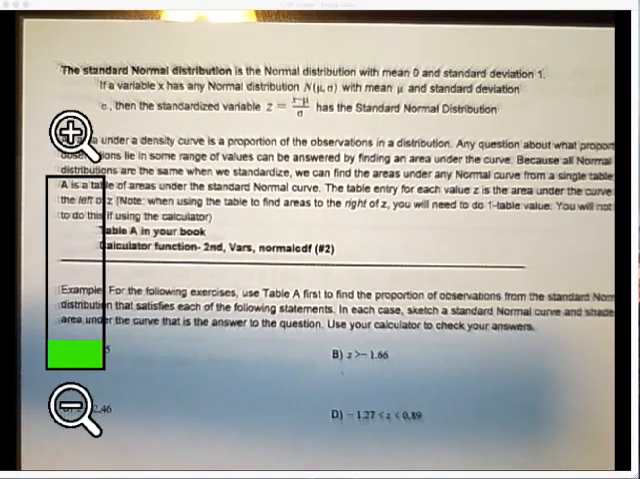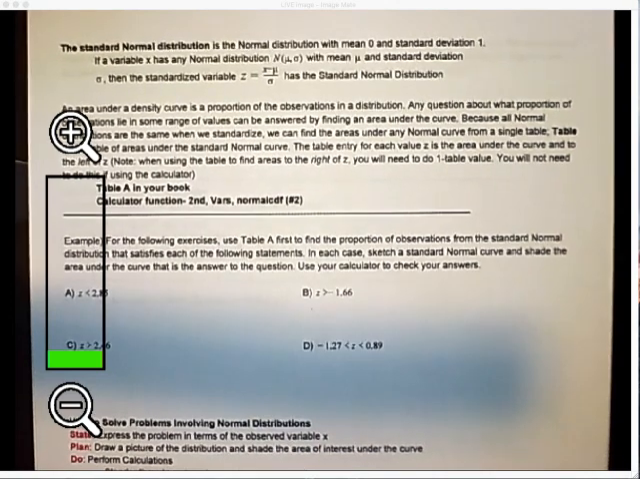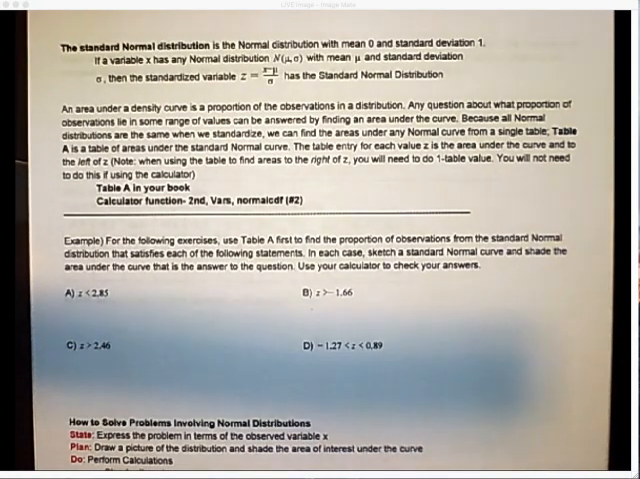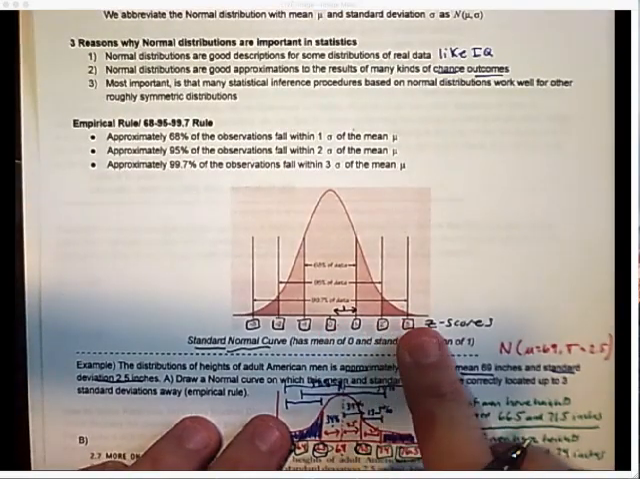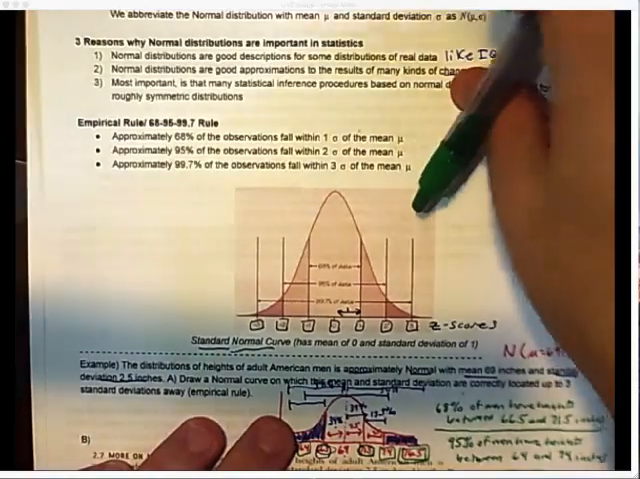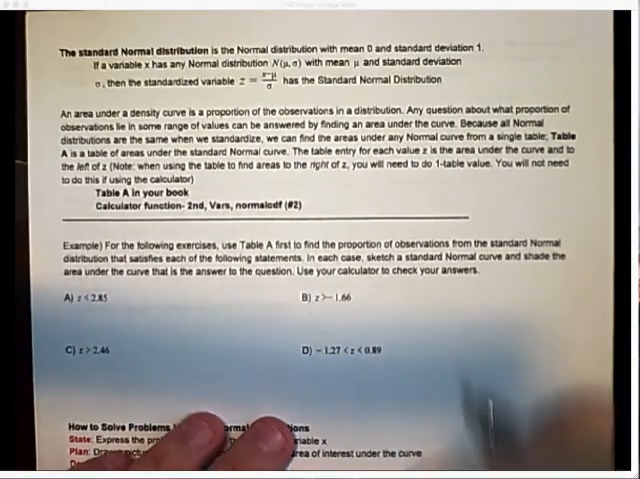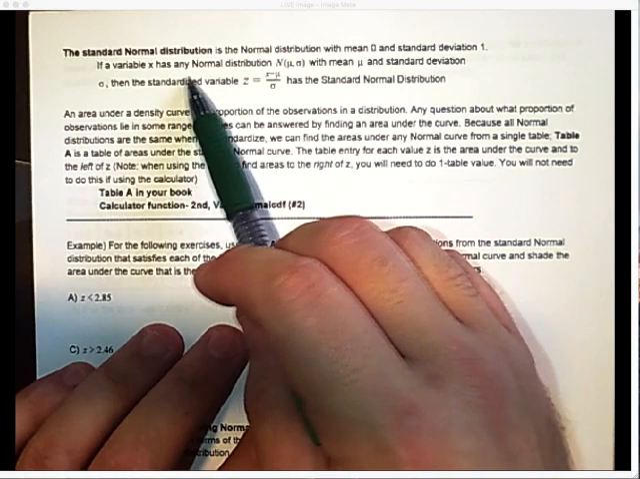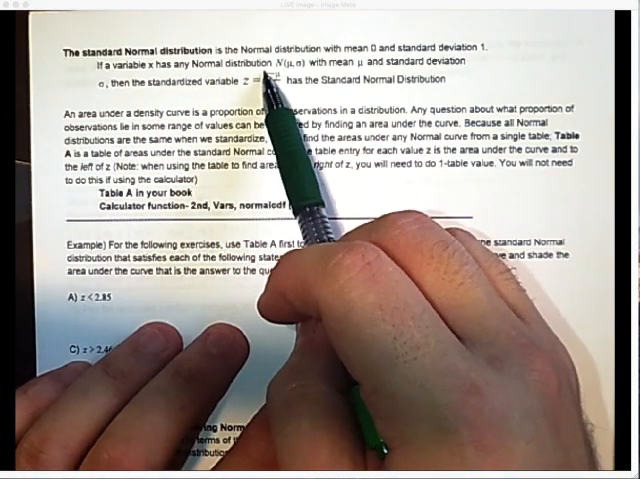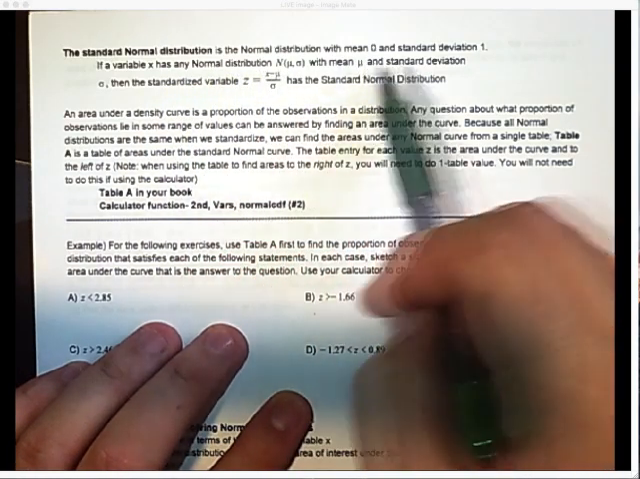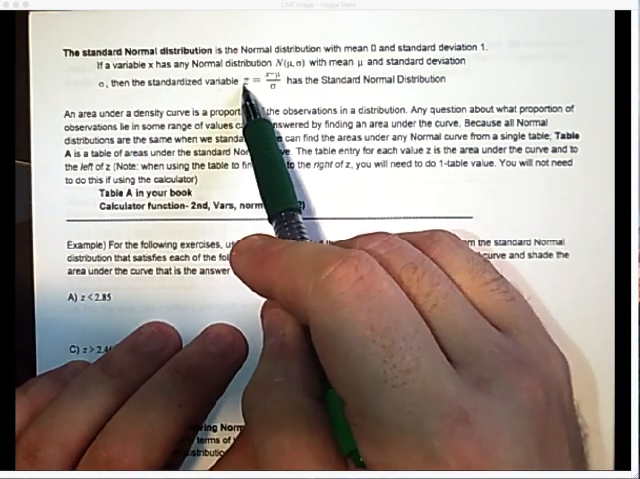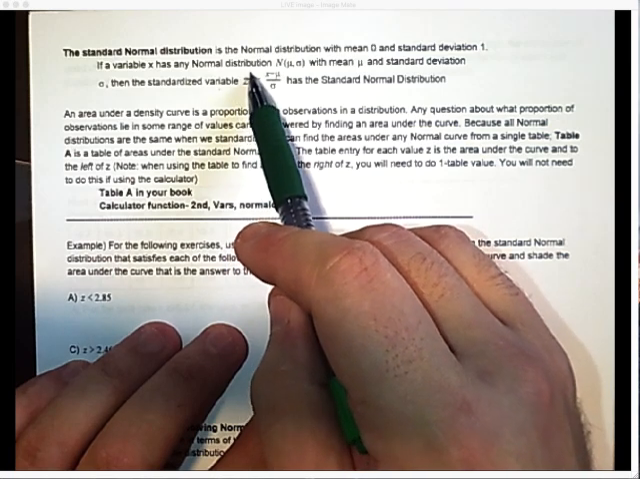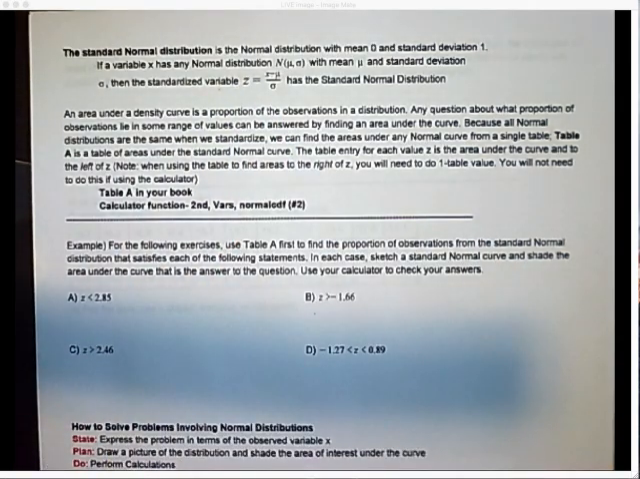All right, so let's keep going here. The standard normal distribution, we talked about what that was. This is an example of the standard normal distribution where the mean is 0 and the standard deviation is 1. If a variable x has any normal distribution, just like IQ, with mean mu and standard deviation sigma, then we can standardize those numbers by turning the values into z-scores. And then it becomes a standard normal distribution.